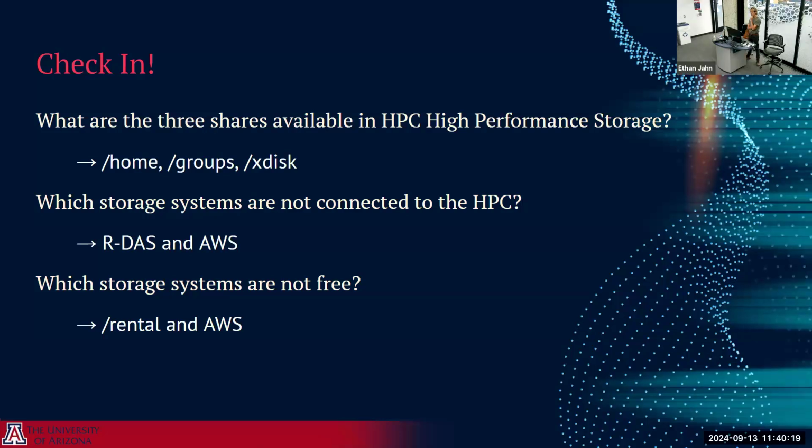When you say RDAS and AWS are not connected to the HPC, you mean regularly connected? I mean, obviously there has to be a way to get data between them. Sorry, it's a little bit vague language here, right? What I mean is that they're not directly accessible to the compute nodes, right? So it is certainly possible to copy data from one system to another, but they're not directly accessible to the HPC file system. Yes, exactly.